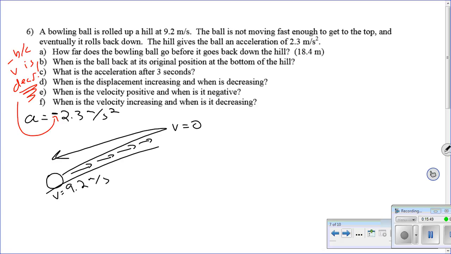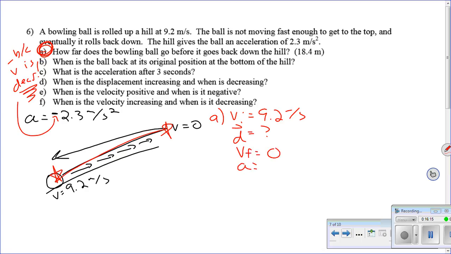All right, so let's see, how far does the bowling ball go? Well, for A, we want to figure out how far it goes before it goes back down the hill. Question A wants to know how far it goes from here to here. So for part A, my initial velocity is 9.2 meters a second. I want to know the displacement in the time it takes to get to a final velocity of 0 if the acceleration is negative 2.3 meters a second squared. So the big thing is this hidden 0. We're trying to find the displacement until it gets to the top, and at the top the velocity is 0.